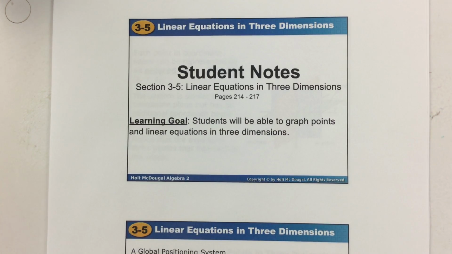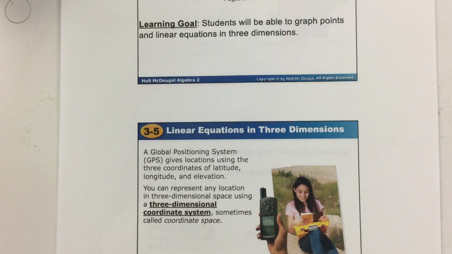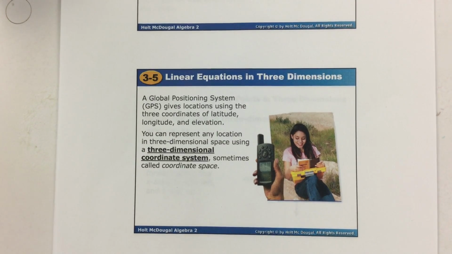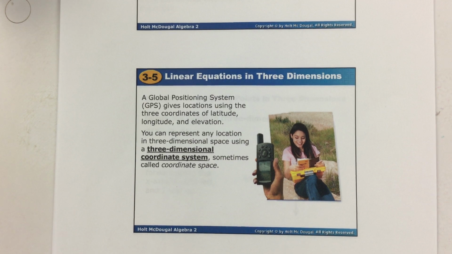Becker. Today in Algebra 2, we are jumping into section 3.5 and the wonderful world of three dimensions. Now in real life, if you are ever using things like Google Maps, or you guys probably never had a Garmin. They were like little things that you put in your car and you'd put in the address and it would tell you how to get to your destination.